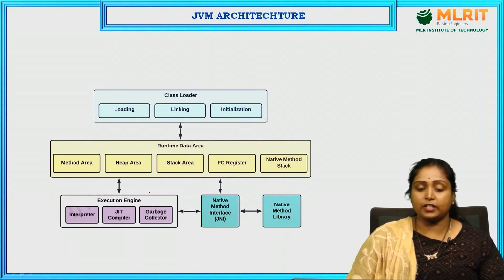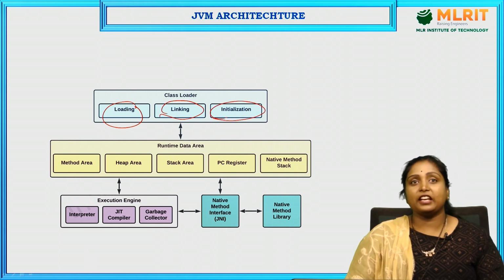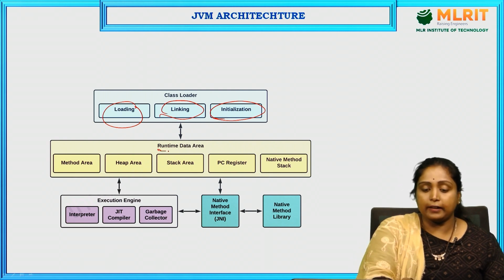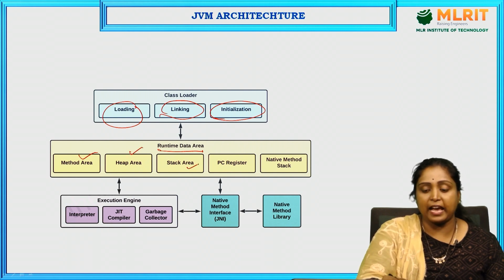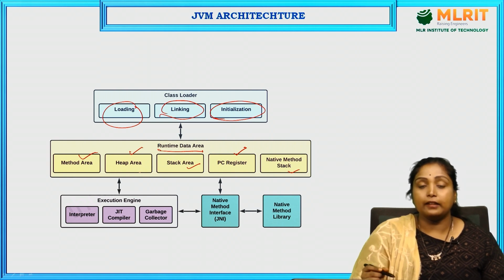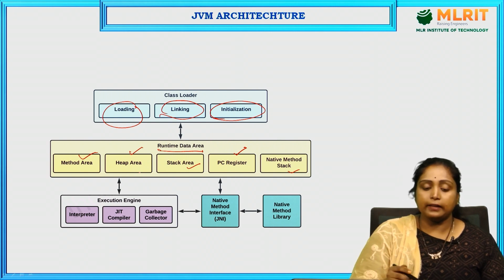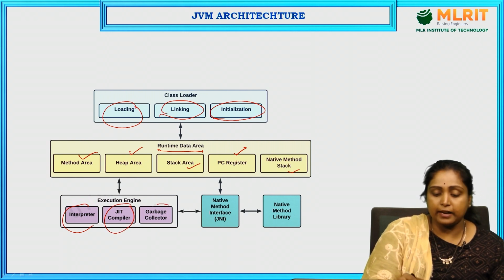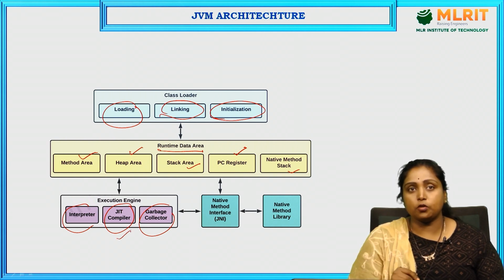What does the class loader consist of? Loading, linking and initialization. These are the three phases under the class loader. In the runtime data area, you will have the method area, heap area, stack, program counter register and native method stack. These are the runtime data areas, which we can simply say is the storage. Next, the execution engine. In the execution engine, you will have the interpreter, just-in-time compiler and a garbage collector.